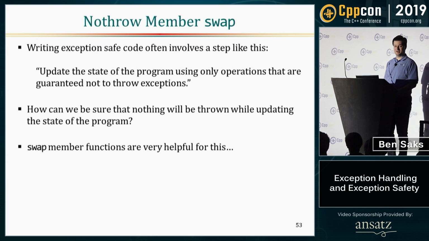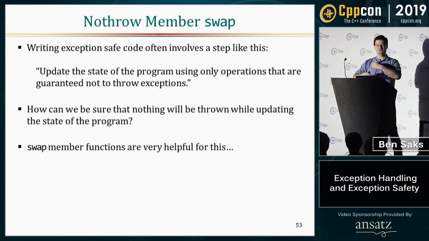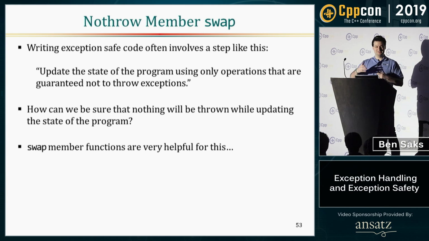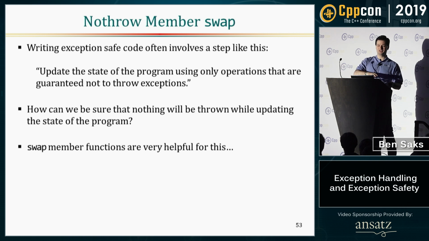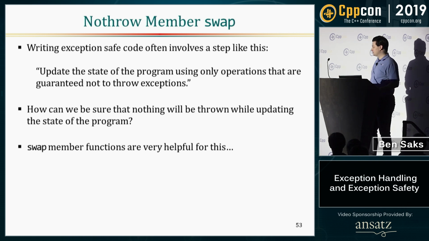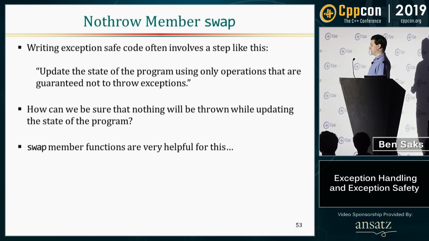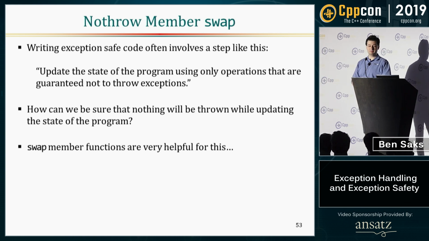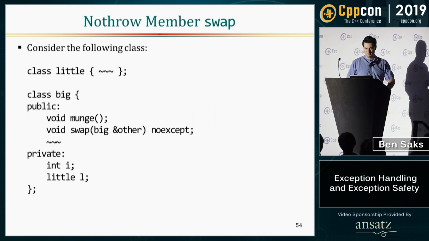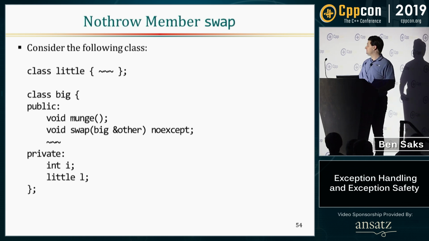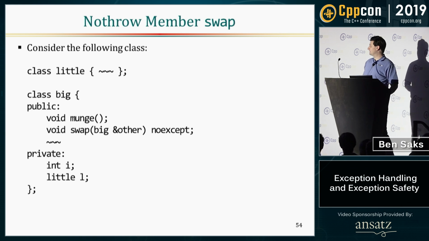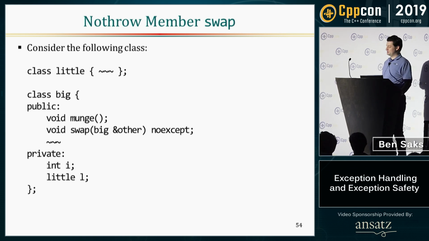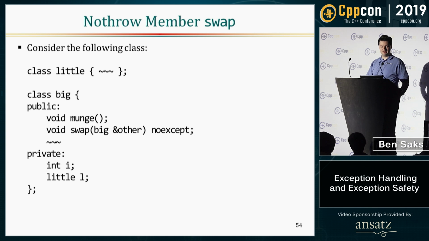So how do I know that I will be able to commit data from my local variables to the places where it actually belongs? It turns out swap member functions make this fairly straightforward in most cases. Here we have a class called little, and another class called big that contains two data members, an object of type int and an object of type little.